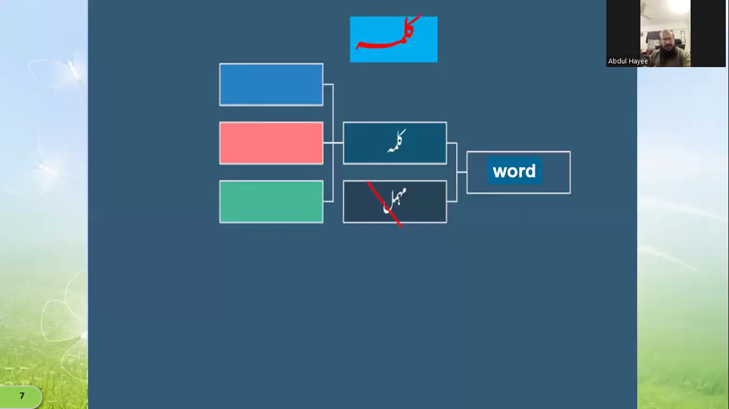Whatever we speak from the mouth, either it is meaningful or it is without meaning. If the word is meaningful, then it is called kalima. The kalima in Arabic is of three types. The meaningful word is either an ism, a fail, or a harf.